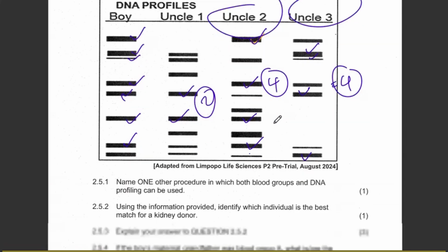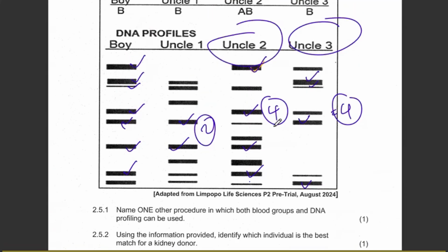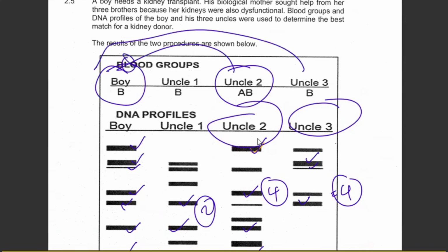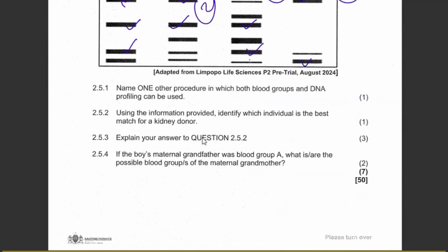So we shall say that since this individual is B and this one is AB, AB cannot give blood group B, but B can give blood group B. Therefore, the answer becomes uncle 3. In this case, the best donor is going to be uncle number 3, and that is going to be the most correct answer.